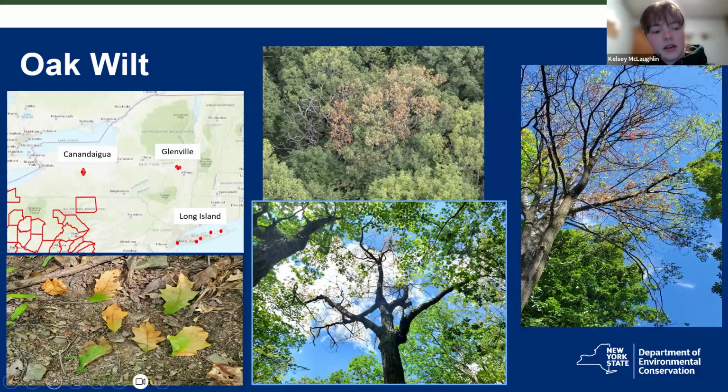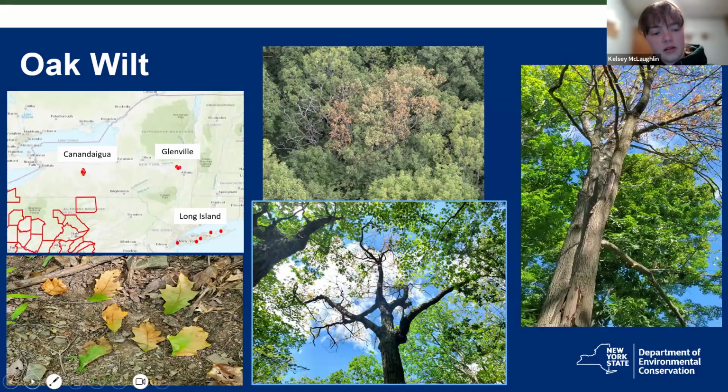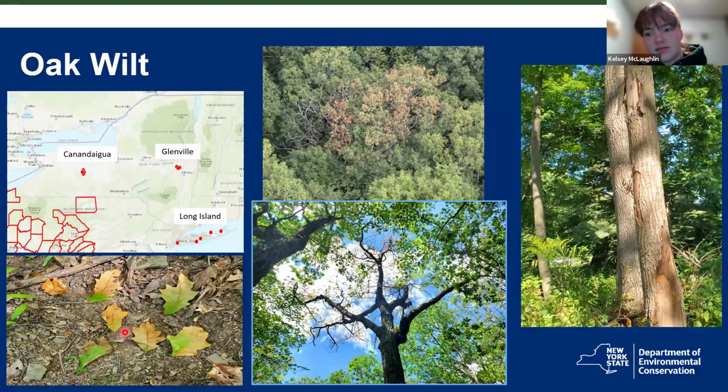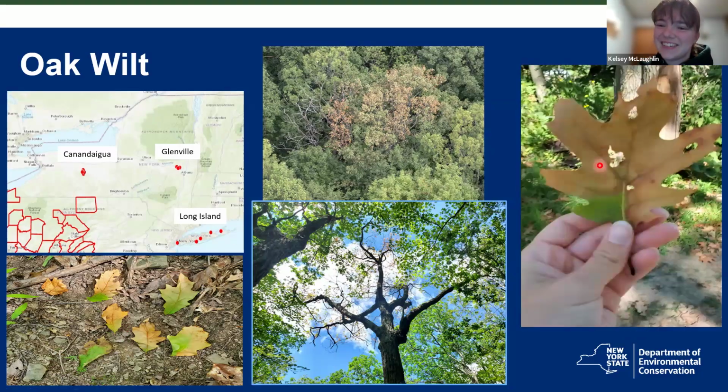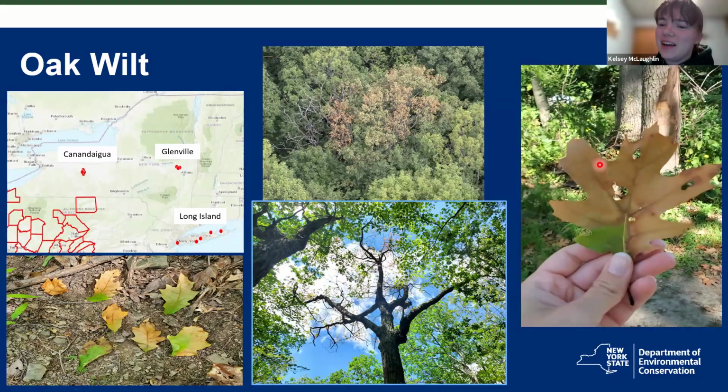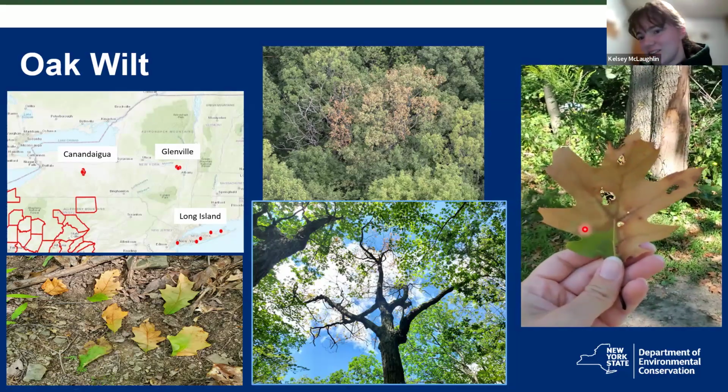All right, and then good news is your view's going to get enhanced. So that's an oak wilt tree. And sharp turn of driveway, sorry for Bryce speaking there.